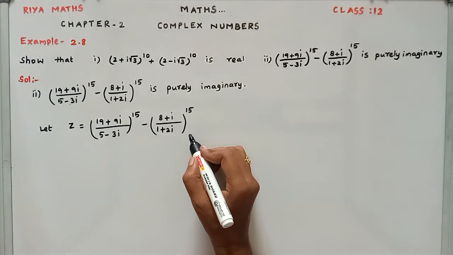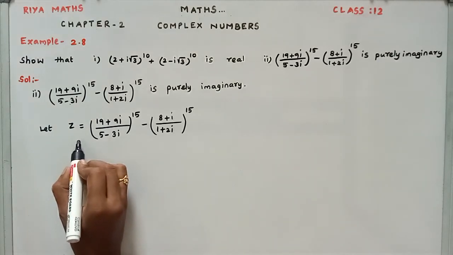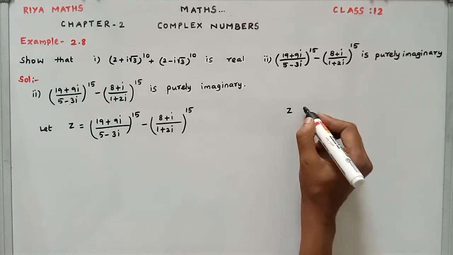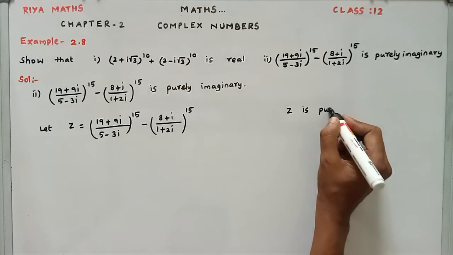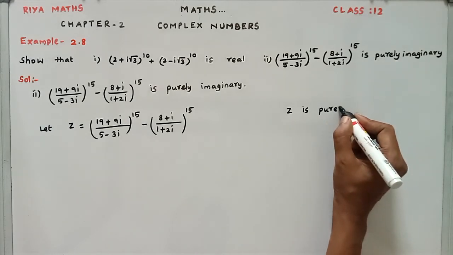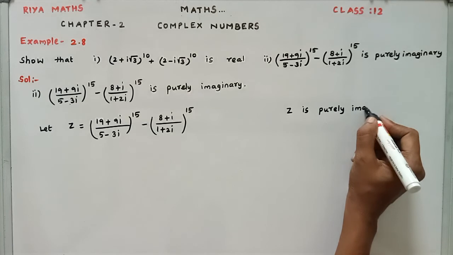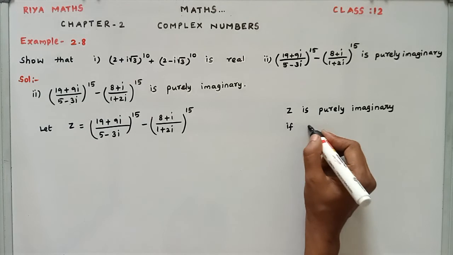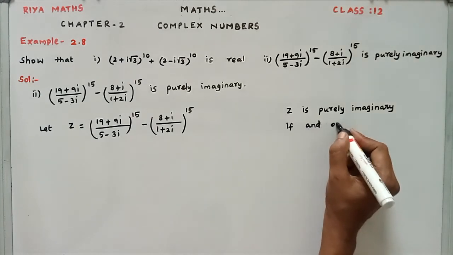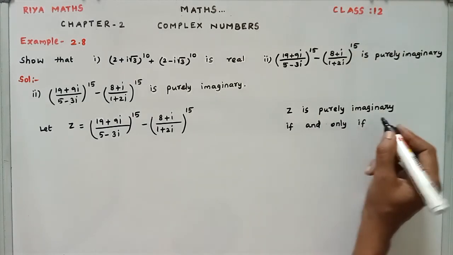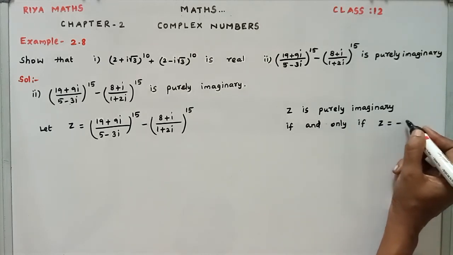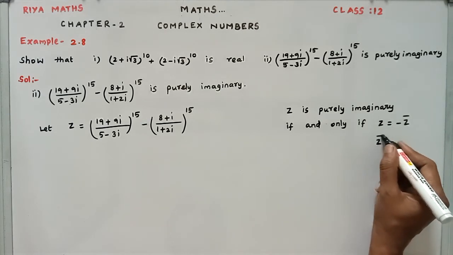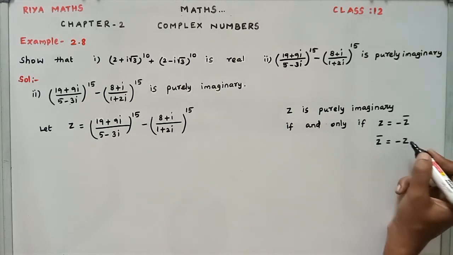Now we can solve our second subdivision easily. First we take it as z equal to the expression. Here we know the property: z is purely imaginary if and only if z equals minus z bar. If you solve, you get z bar equal to minus z.